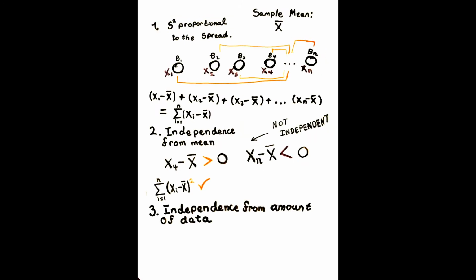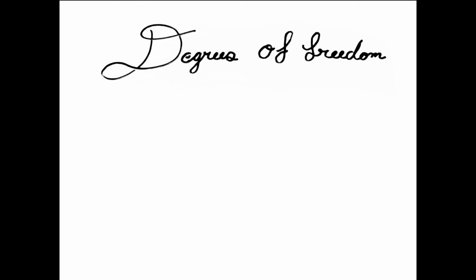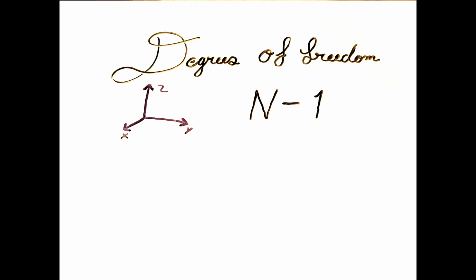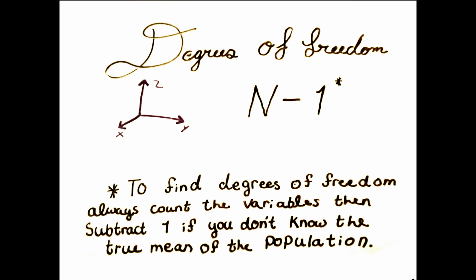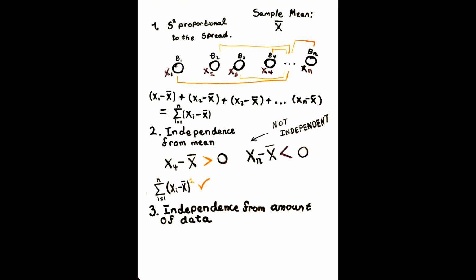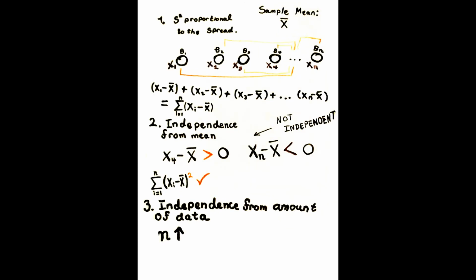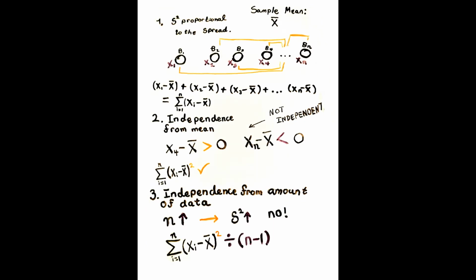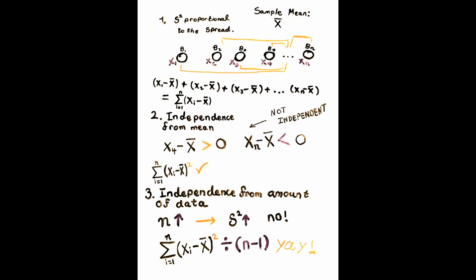A third property is independence from the amount of data. But before we start, let's review the concept of degrees of freedom. Degrees of freedom count each independent direction. In our system, we have n degrees of freedom for n balls. However, by knowing the sample mean, we lose 1 degree of freedom. Now let's get back to our explanation. In our formula, if we increase the number of balls, the result of our formula goes up. To prevent this, we can divide by the number of balls minus 1 for the extra degree of freedom. And voila, we have successfully gotten to the formula for variance.